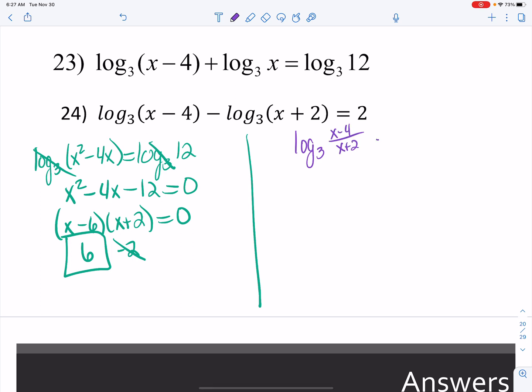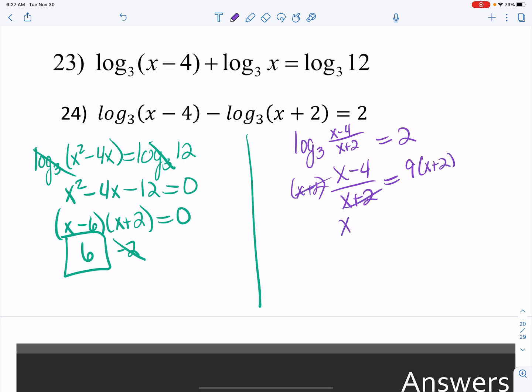Okay, on the next one, you get the log base 3 of x minus 4 over x plus 2. Now, you can't move that to the other side. Some of you are like, well, we'll move it to the other side. Well, you can't because it doesn't have a log on the other side. You're going to have to write this in exponential, right? 3 squared. And 3 squared is 9. So now I times both sides by x plus 2.